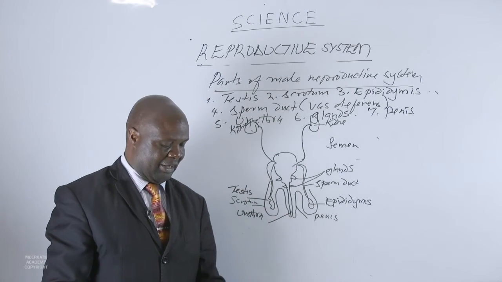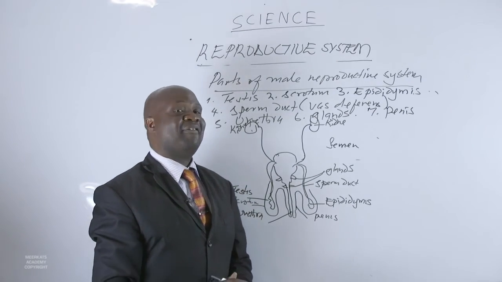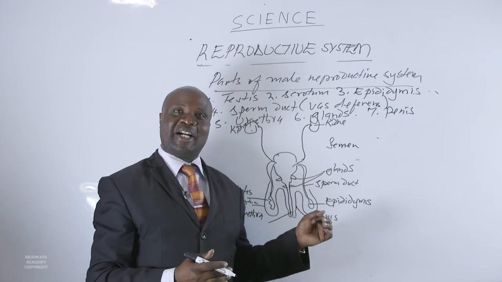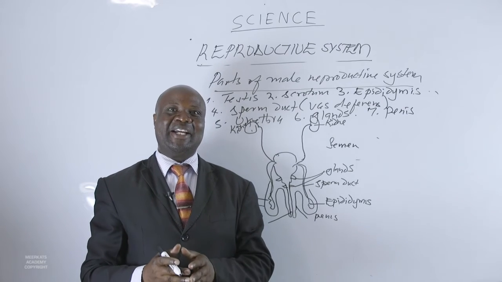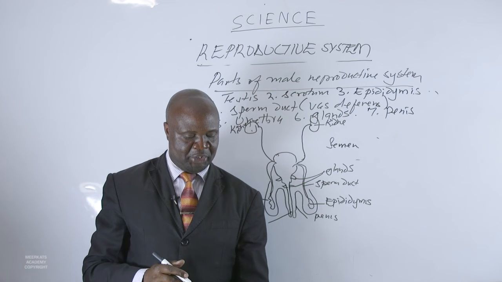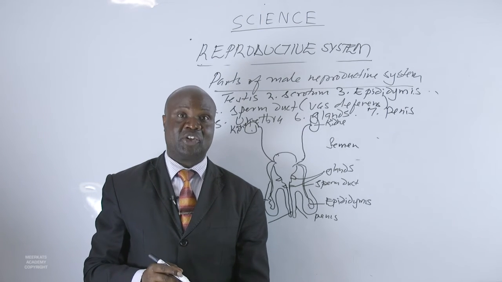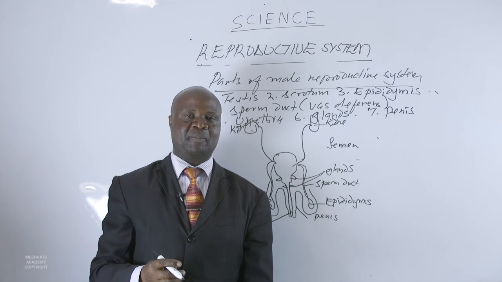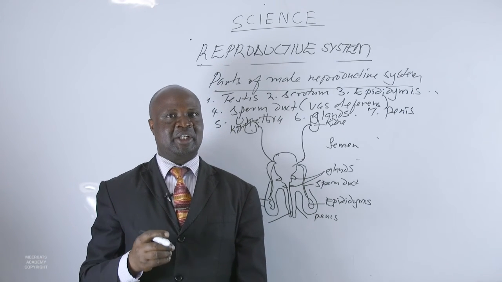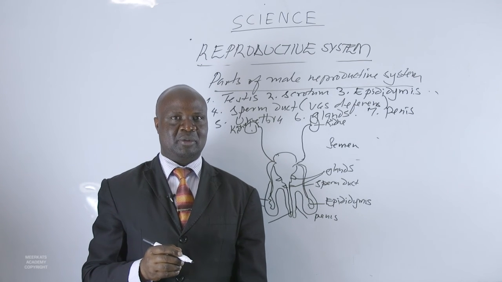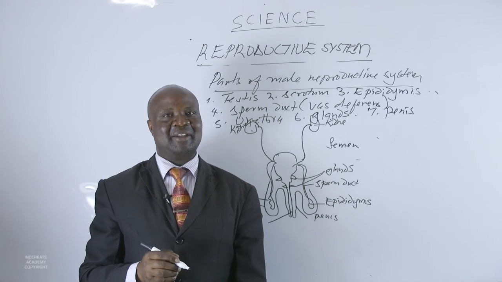So up to now, we have covered the female reproductive system. We have also covered, in a way, the male reproductive system. Now, in our next lesson, we are going to talk about the circulatory system. When we shall be talking about the circulatory system, the important organs are 1, the veins, 2, the arteries, and 3, the heart.